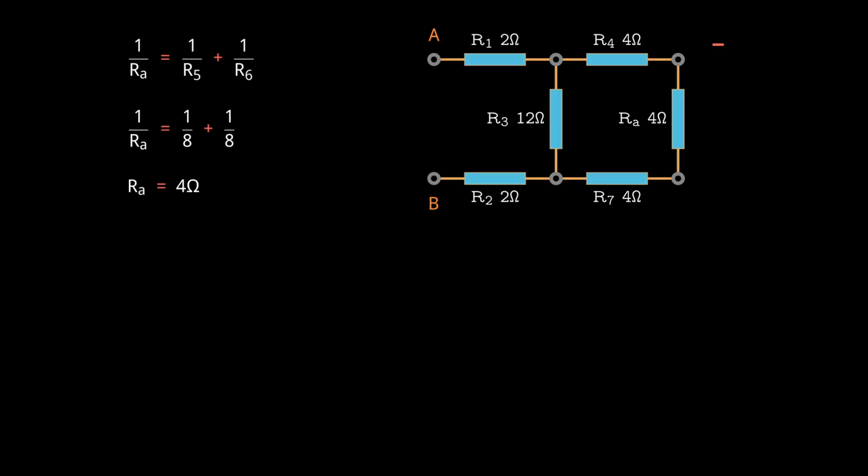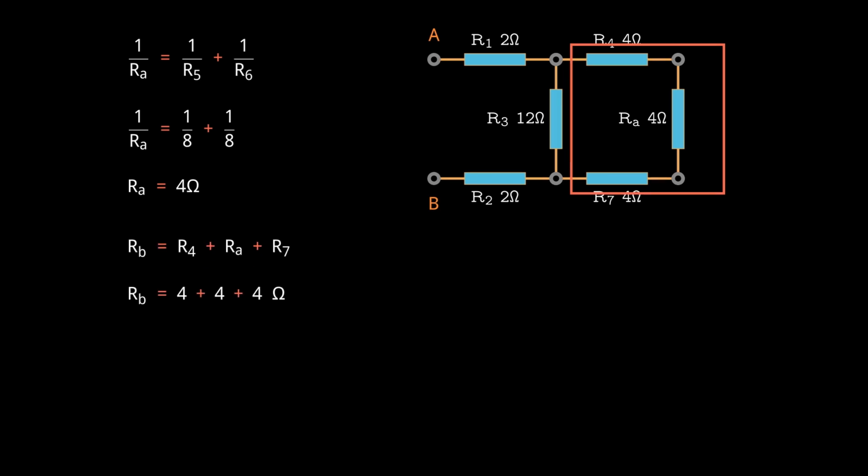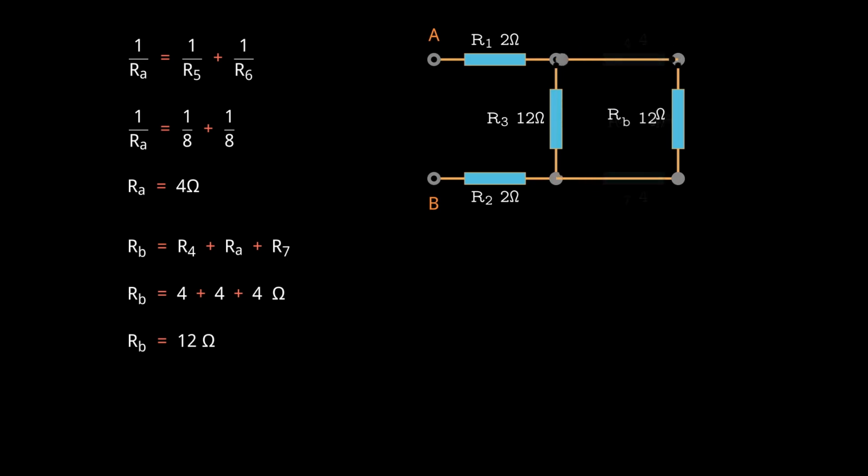Next, we can easily spot these 3 resistors connected in series. To find the equivalent resistance of resistors in series, we simply add their values together. In this case, the sum of the 3 resistors is 12 ohms. We can now replace these 3 resistors with a single 12 ohm resistor, further simplifying the circuit.